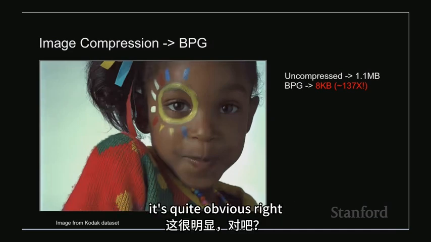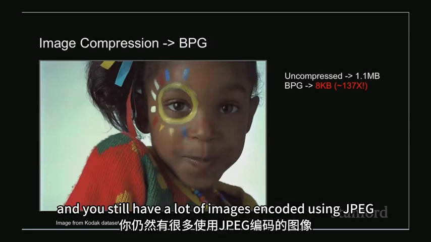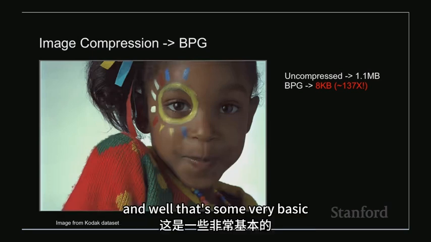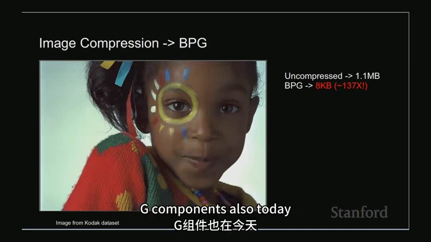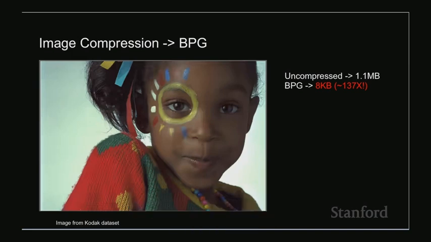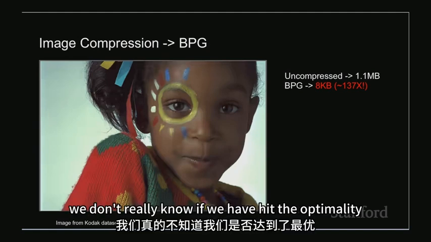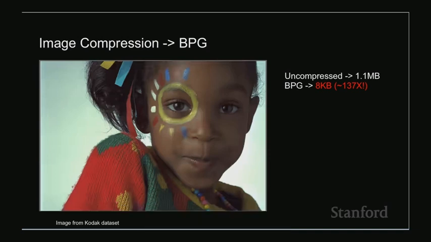I think for this one, I don't really have to go back and forth. It's quite obvious, right? Clearly, even though JPEG has stuck around for a really long time and you still have a lot of images encoded using JPEG, there is a lot of room to improve over JPEG. We'll touch on some very basic ways to improve, and talk about basic BPG components today. It's a rich field. We don't really know if we have hit optimality yet in terms of the design of practical compressors.